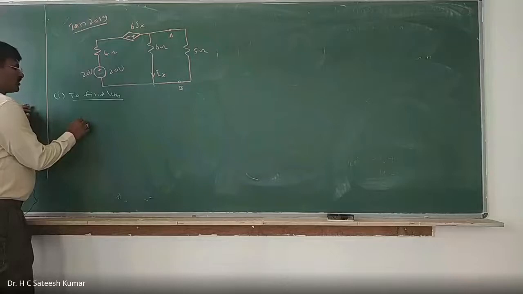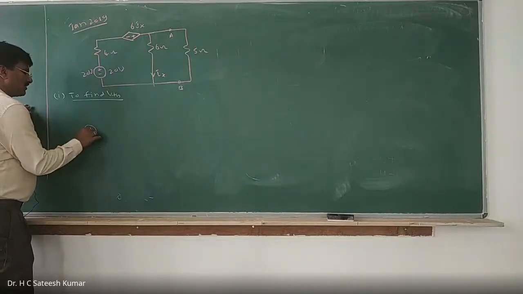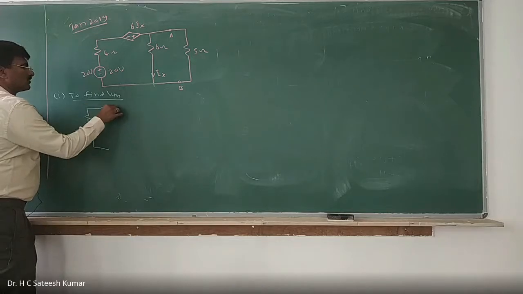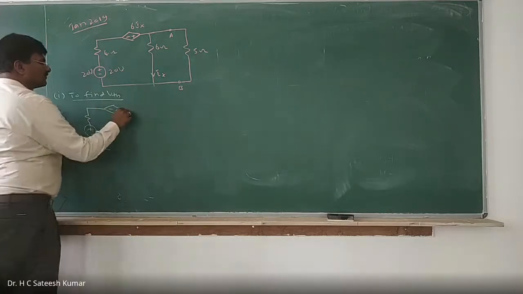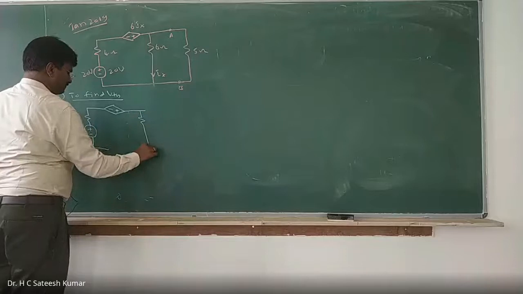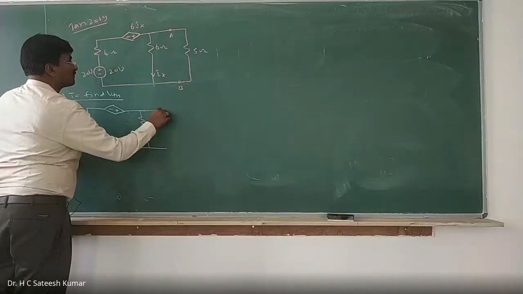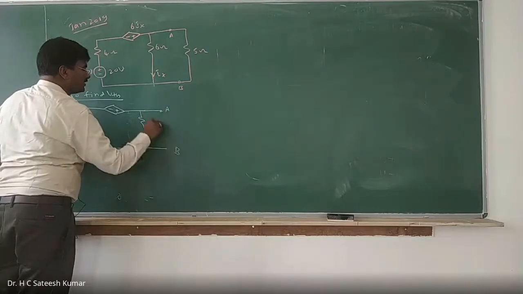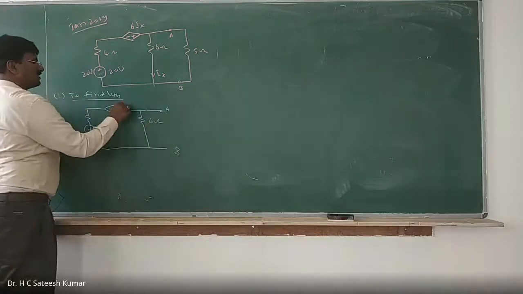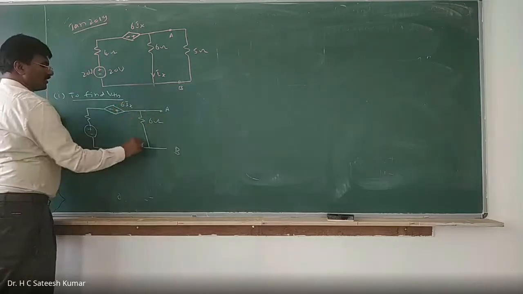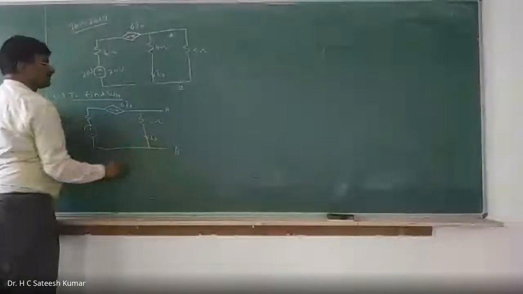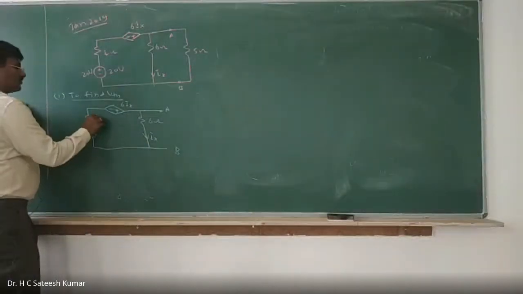So first you make it open. Plus minus, 1 resistor, 1 voltage source, minus plus, A, B, 6 ohms, 6Ix, and this is also Ix, and 4 ohms, 20 volts.